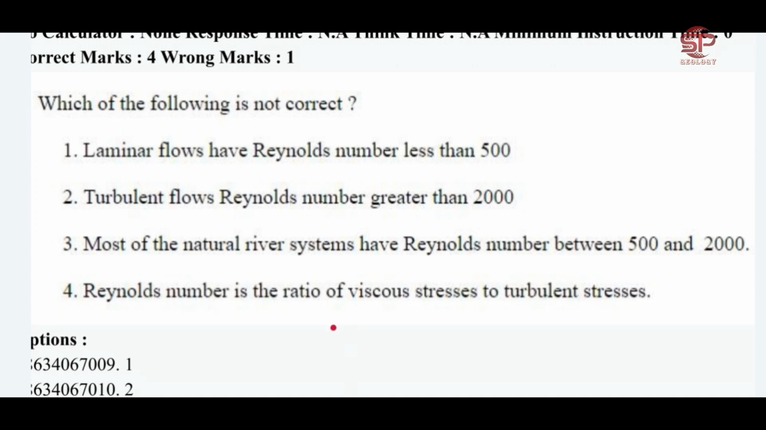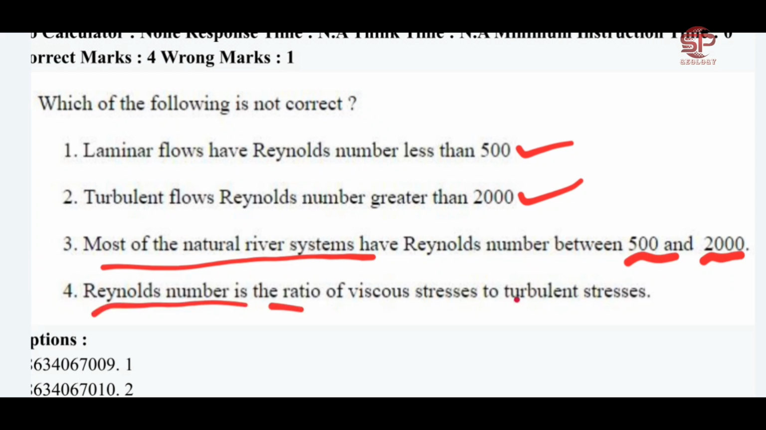So the following is not correct. Laminar flow has Reynolds number less than 500. Obviously, laminar flow has less than 500 Reynolds number. Turbulent flow has Reynolds number greater than 2000. It is also correct. And 500 to 2000 is the transition between laminar and turbulent flow. Most natural river systems have Reynolds number between 500 and 2000, because they are in a transition phase. The Reynolds number is the ratio of viscous stress to turbulent stress. It is the ratio of inertia to viscous forces. So it will be the incorrect option. The answer will be 4.